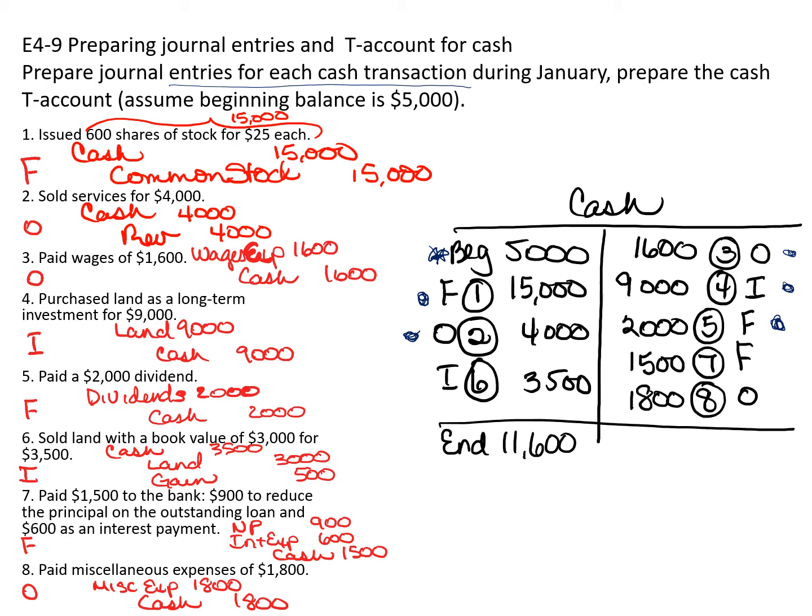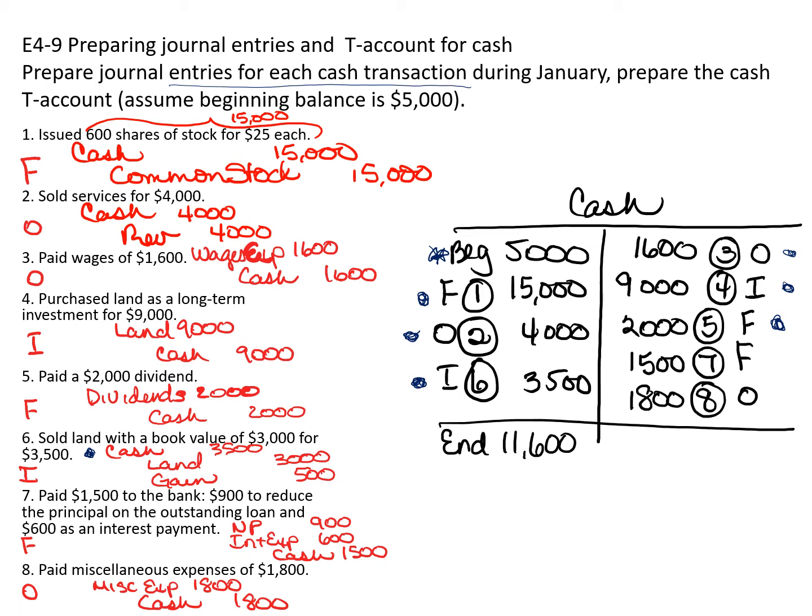And number 6, we sold land with a book value of $3,000 for $3,500, which meant we had a gain of $500. So how much cash did we get on that sale? We got $3,500. So since the amount of cash we received from the sale, the investing activity is $3,500 because that's the cash that flowed in, or the source of the cash.